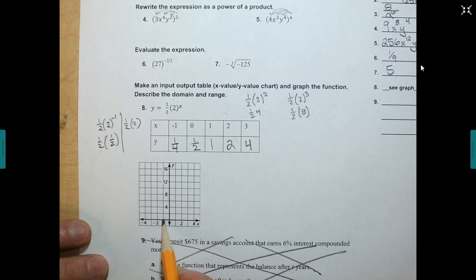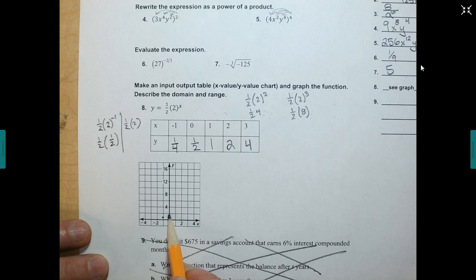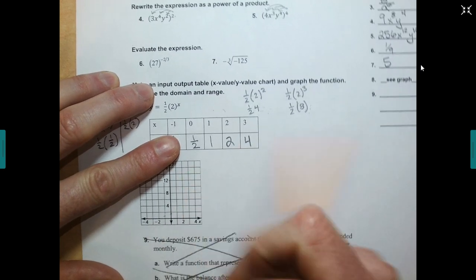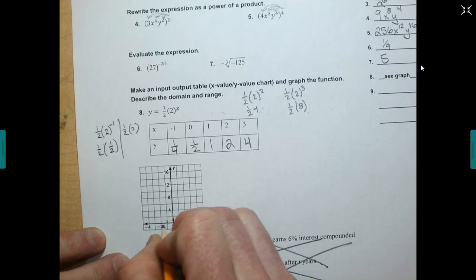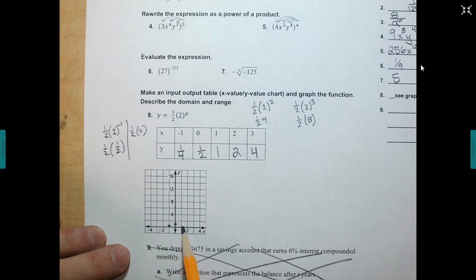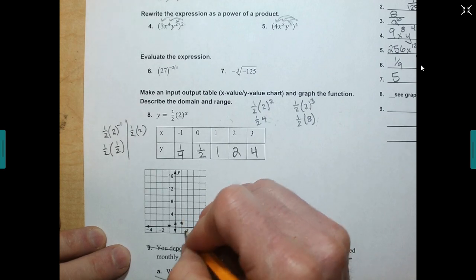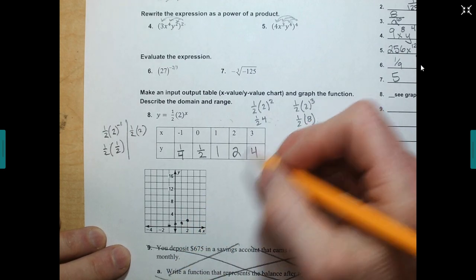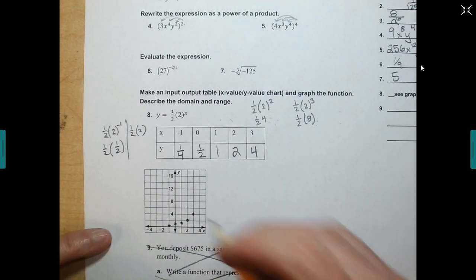-1, 1/4. 0, 1/2. Maybe it's a little bit lower because this is 2 right here. So that'd be 1/2 would be there. And then I have 1, 1, 2, 2, 3, 4. So I see I'm starting to grow.